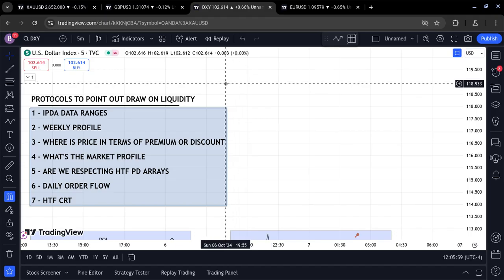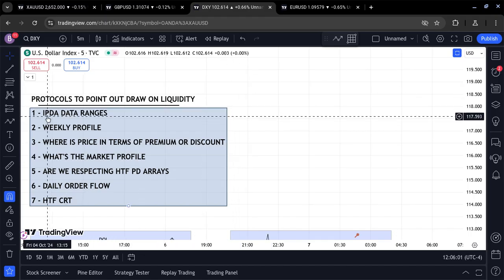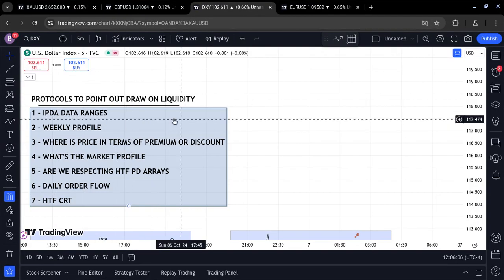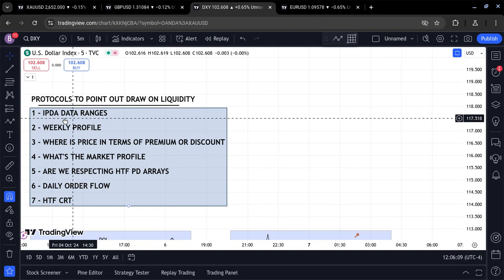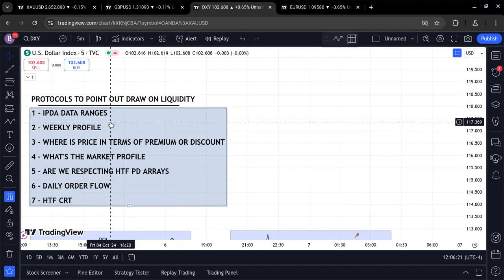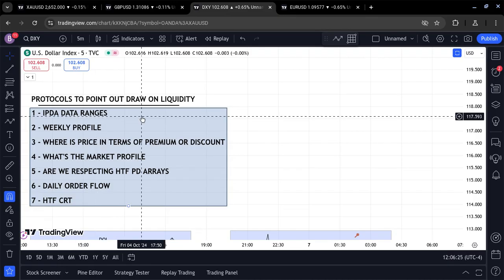The first one over here is the IPDA data ranges. I have a full video on IPDA data ranges, but let me just go through a few pointers. This is the algorithm which gives you a secret passage to understand the drawn liquidity, or where the price will draw to next, or until when the price will draw to. And these are the footprints of smart money.